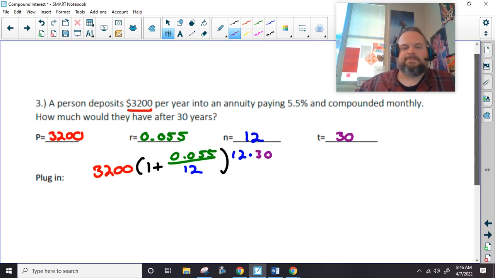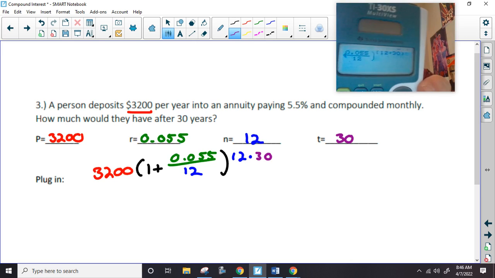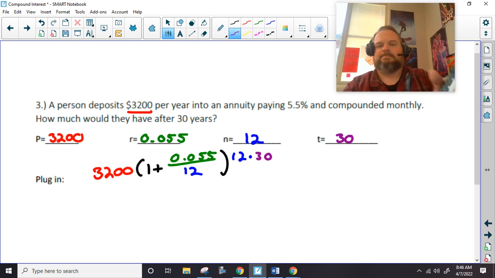All right. Now, again, you can plug it in just as it is if you want to. I'm not going to change anything this time. But I'm going to use parentheses when I do. See, there's my parentheses. $16,599.64.